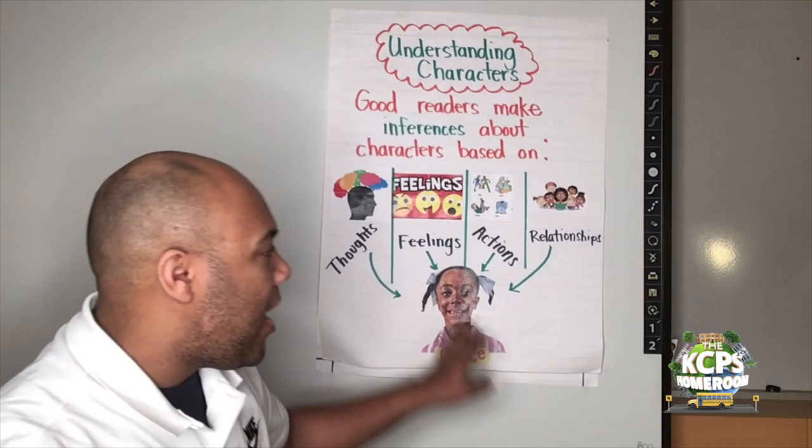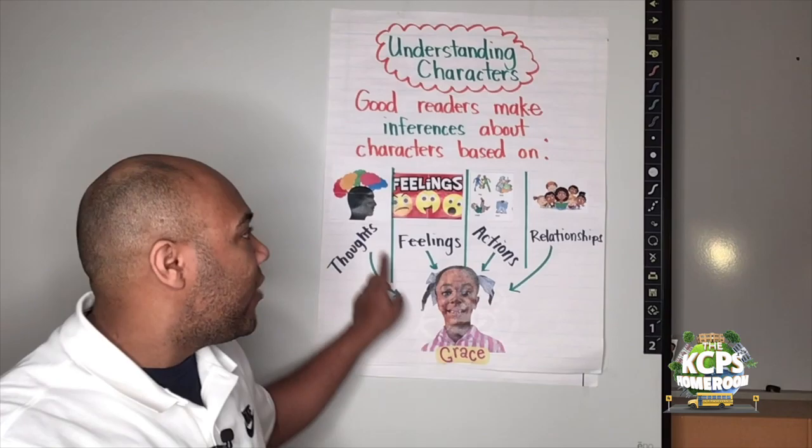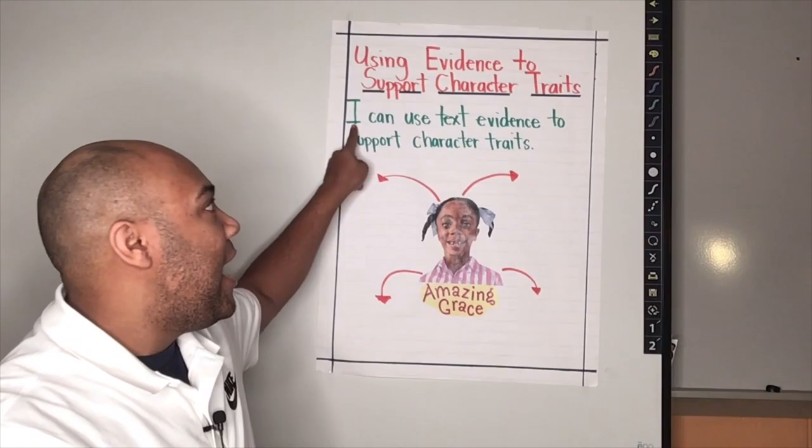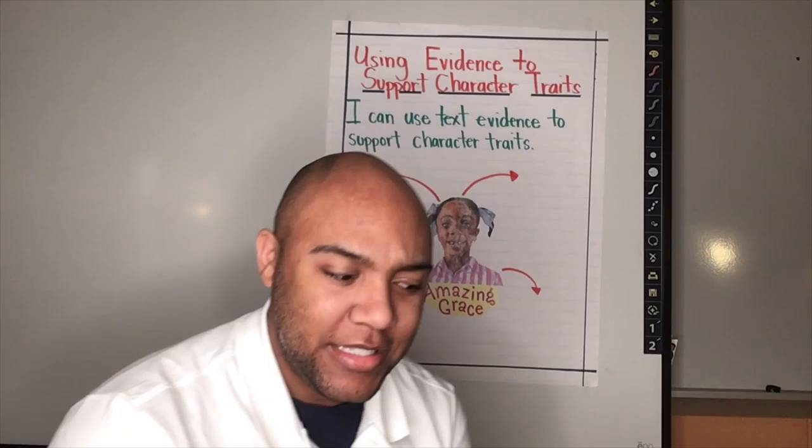So our character that we're going to focus on today, her name is Grace. We're going to think about what Grace thinks, what she feels, what she does or her actions, and the relationships that she has with others as we read. Our I can statement today is, I can use text evidence to support character traits. Let's go ahead and get started.